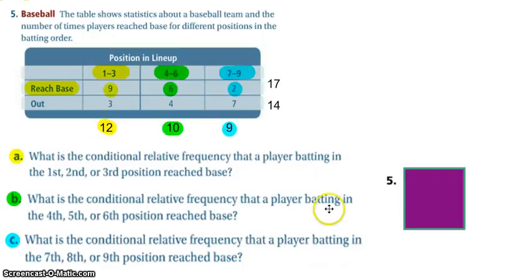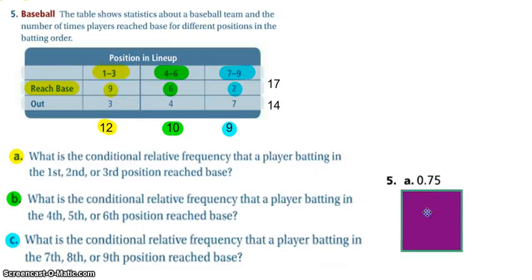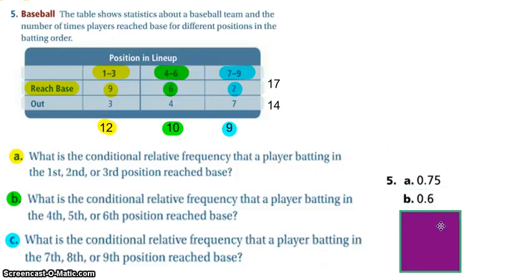So for A, talking about whether a person in first, second, or third position reached base, 9 of them reached base out of the 12 of them in first, second, or third, so that division will give me 0.75. In fourth, fifth, or sixth position, 6 out of the total 10 reached, so that would be 0.6 or 6/10. And then 2/9 simplifies out to 0.2, repeating forever.